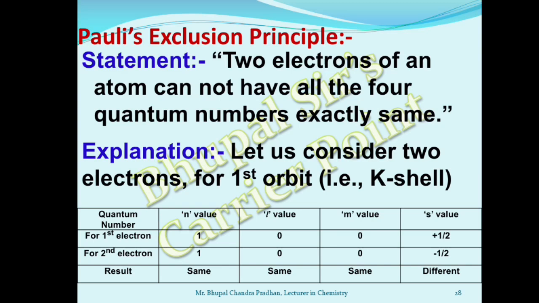If the first electron has spin quantum number plus half, the second electron in this orbit must have the spin quantum value minus half. Thus, comparing the different quantum number values, the principal quantum number, azimuthal quantum number, and magnetic quantum number remain the same in both cases, while the spin quantum number differs in each case.